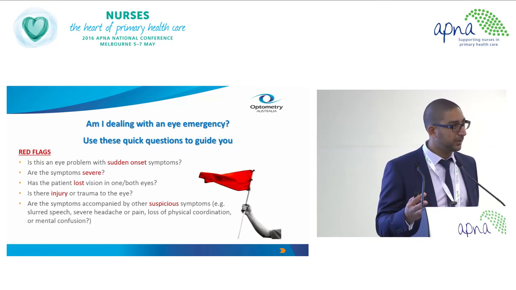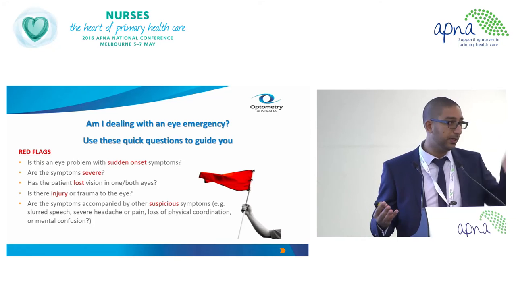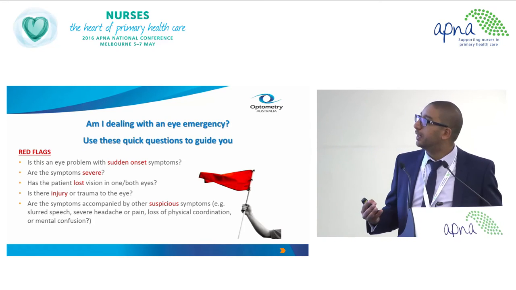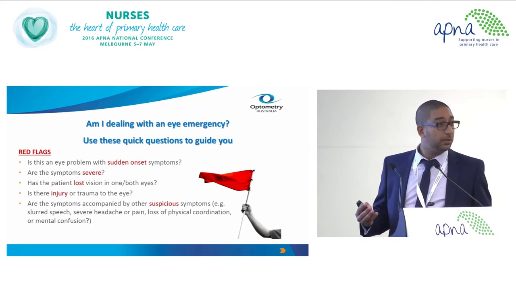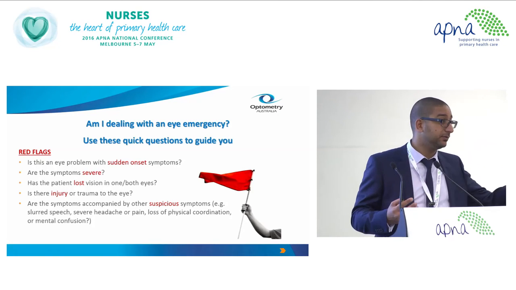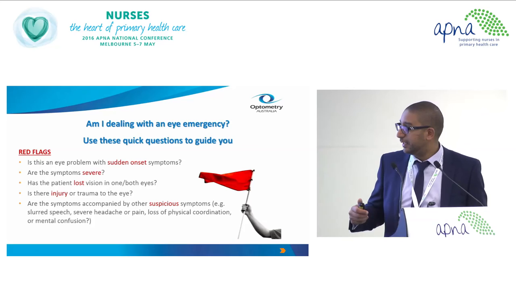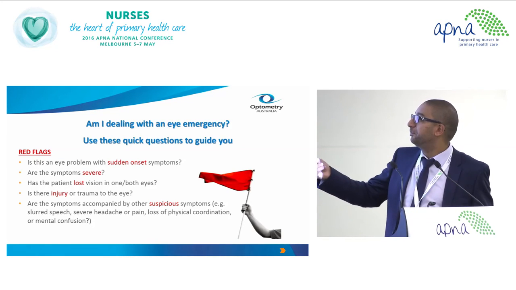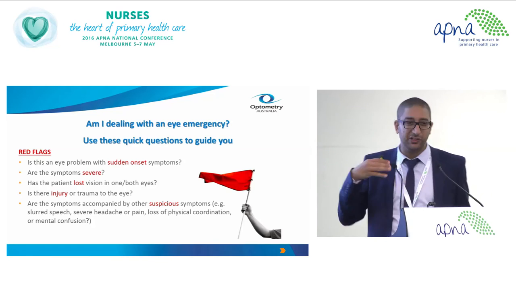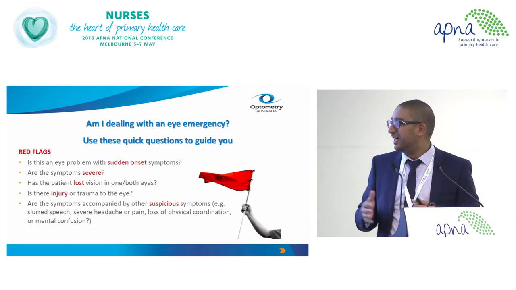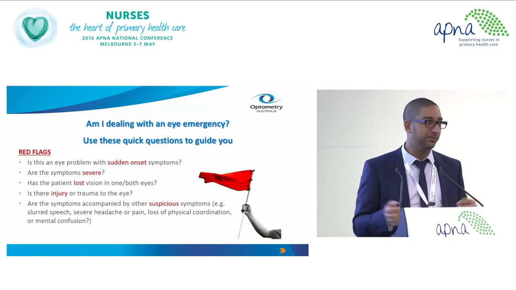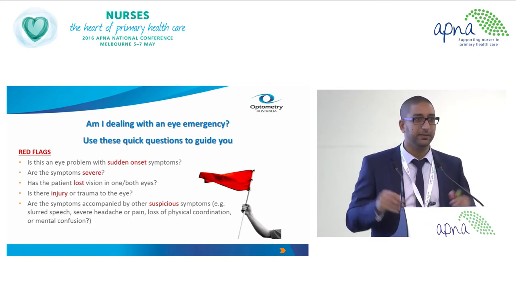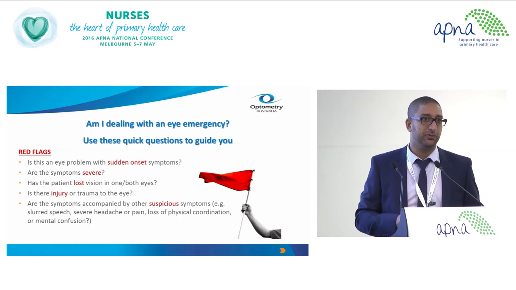Sudden onset. Okay. Symptoms are severe. My eye's just gone black. Can't see out of my left eye anymore. I've got a tree branch sticking out of it, right? If you watch Grey's Anatomy, it happens all the time. And in suspicious stuff, slurred speech, headaches, loss of coordination, mental confusion, all those things, I don't want to deal with. So you would generally refer that off, okay?